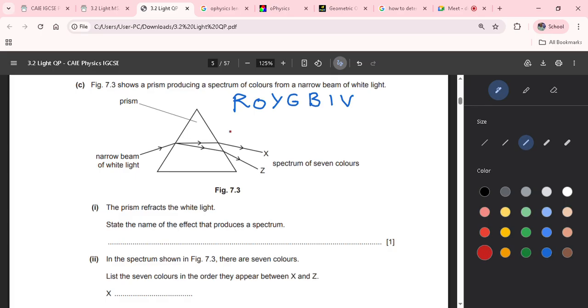R for red, O for orange, Y is yellow, G is green, B is blue, I is indigo, V is violet.